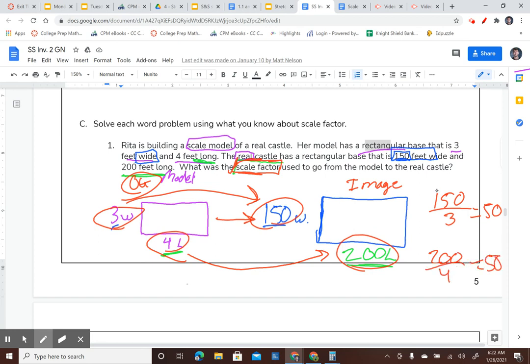So my scale factor, which I'll write down here, when I'm drawing this, is going to be that for every 1 foot that I draw of my castle, it's actually going to represent 50 feet in real life. That is my scale factor, my multiplier.